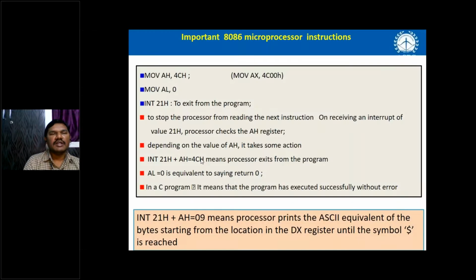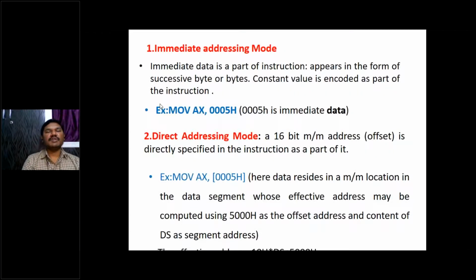I'll show you what that is. And here I need move ah comma 4c and move al comma 0, int 21h to exit from the program. Okay, so what is int 21h? Right, int 21h is to stop the execution, and it moves from the masm environment to the DOS environment to execute the program. Okay, these are different types of addressing modes.